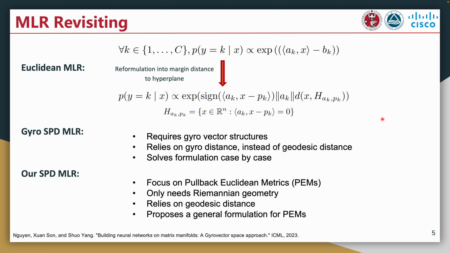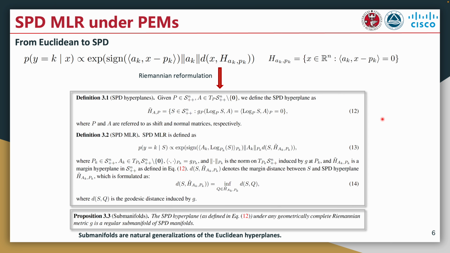So in this paper, we found that for the PM, it's not necessary to have a geostructure. We can directly get the closed form expression. Also, for the zero MLR, the solution should be solved case by case, but we directly give the general solutions. So here is how we achieve this goal.